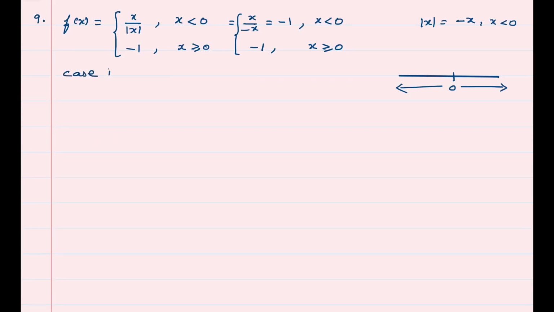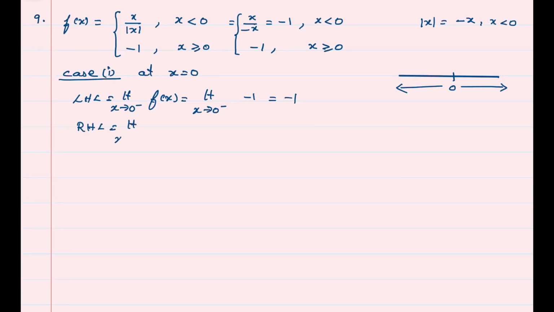Case 1, at x equal to 0. LHL is the limit as x extends to 0 minus of f of x. Limit extending to 0 minus, we have to use the less than 0 definition, which is minus 1. The answer is minus 1. RHL is equal to the limit as x extends to 0 plus of f of x. Limit extending to 0 plus, we will use the x greater than or equal to 0 definition, that is also minus 1. The answer is minus 1.